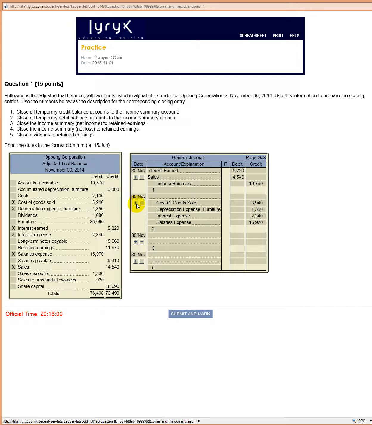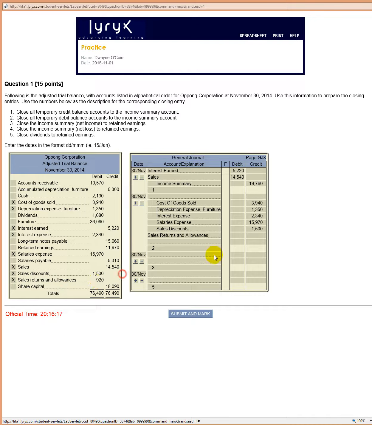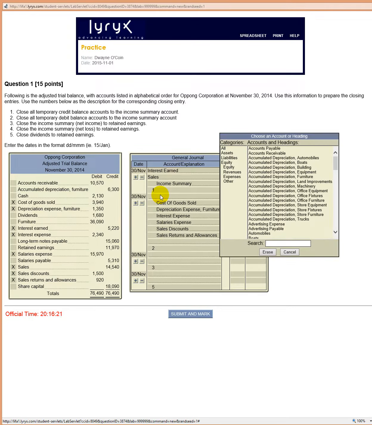And we have a little more room required. Sales discounts is a debit. It's a contra to the sales. So sales returns and allowances also need to be removed. And of course the balancing entry is the income summary for that side.